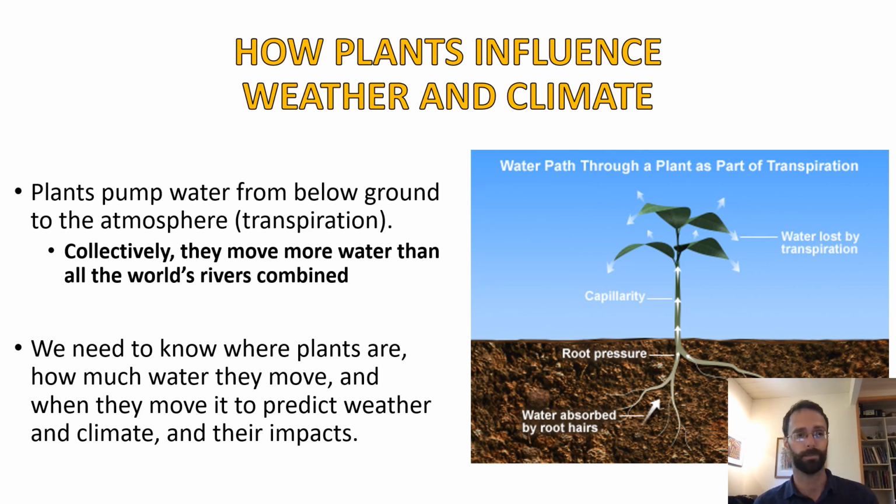So through transpiration, as I mentioned before, plants pump a tremendous amount of water from below ground into the atmosphere. Without plants, right, the soil water would eventually make its way down into streams and rivers, lakes, ponds, the ocean, right, as runoff. But instead, plants don't allow that water to run off. They take that water in through their roots, draw it up through the stem and into the leaves, and release it into the atmosphere wherever those plants are located. So consequently, we need to know where plants are, how much water they move, and when they move it to accurately predict weather and to understand and project our future climate.